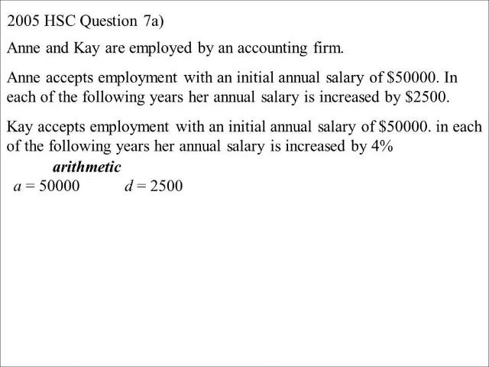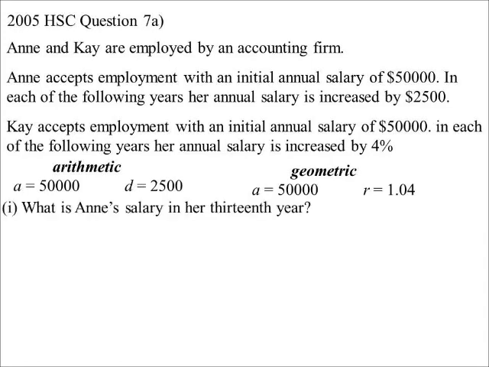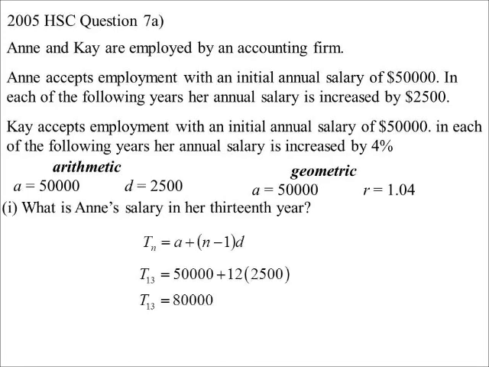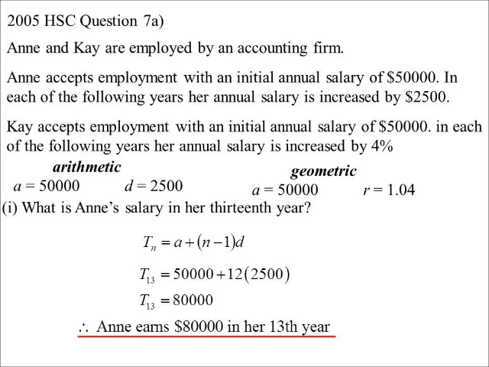All right, well, the first one is an arithmetic sequence, so 50,000, common difference 2,500. Second one is geometric, but again, the ratio is not 4%. If we're increasing by 4%, it's 104% or 1.04. So what is Anne's salary in the 13th year? Well, there's our general term. Sub in, and she's up to $80,000 in the 13th year.